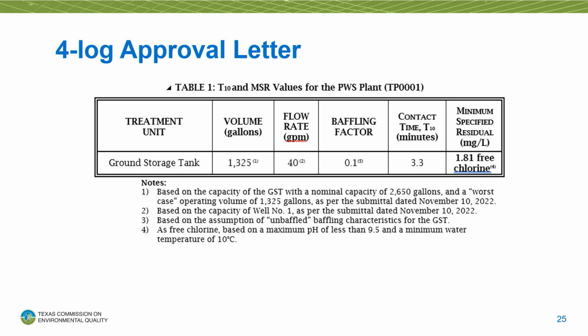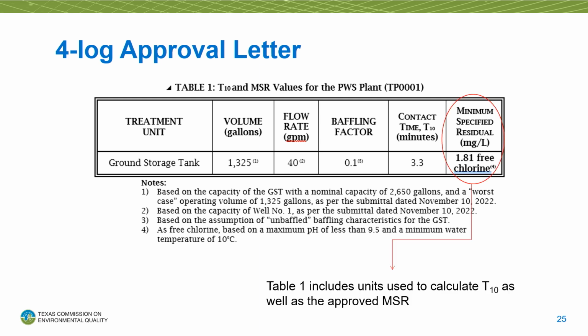Similar to the surface water CT study, if you get an approved groundwater CT study, you'll get a letter. And that letter will include a table. And that table will give you the equipment you have and the contact time. And then obviously the most important number at the end is that 1.81 milligrams per liter of free chlorine. So for this particular public water system, that's the residual that they have to maintain.